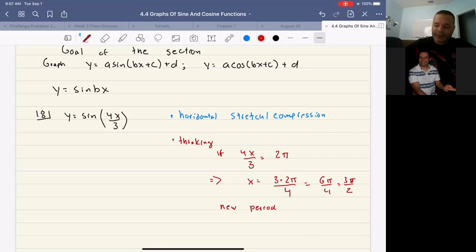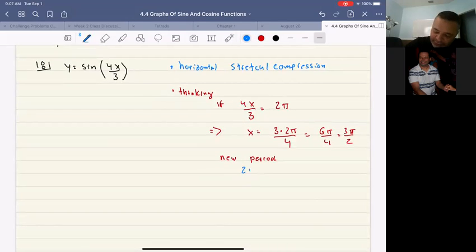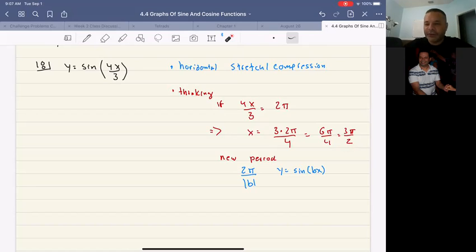The actual formula is that you're going to take 2 pi divided by the magnitude of b. And this is for y equals sine bx. So you're just going to take the 2 pi and divide it by, in this case, 4/3, and you're going to get your 3 pi over 2. So the full period is 3 pi over 2.